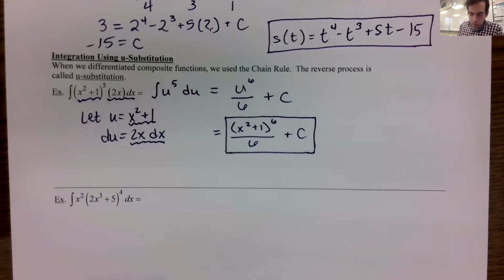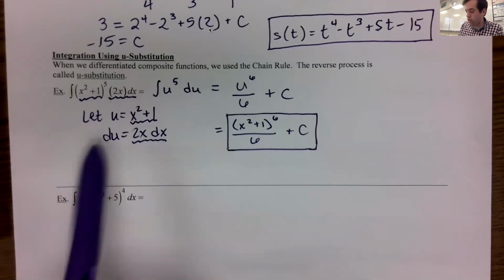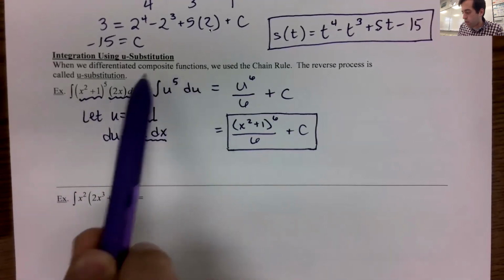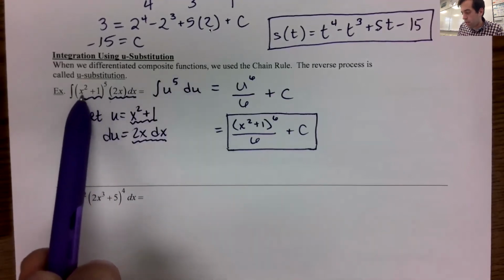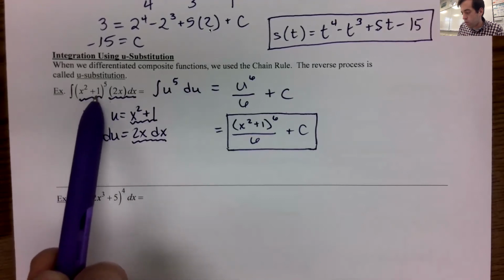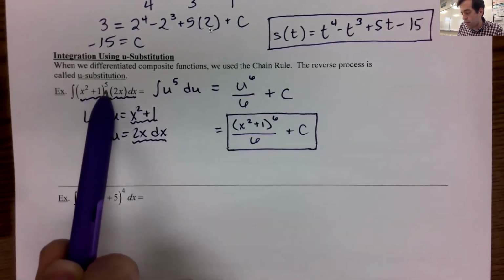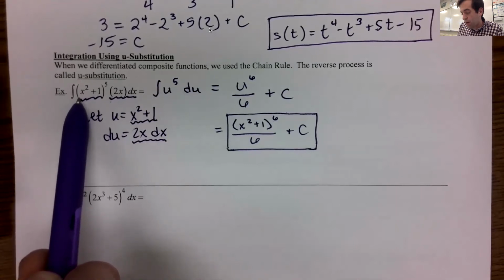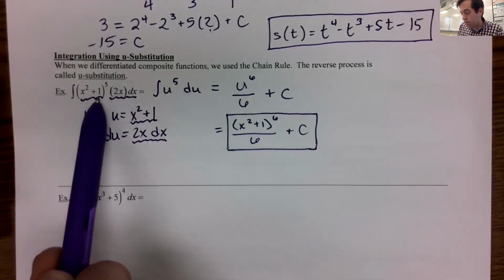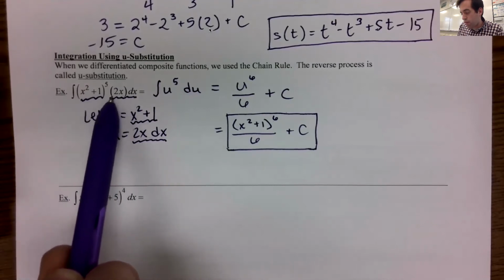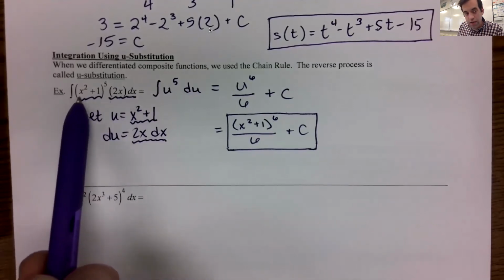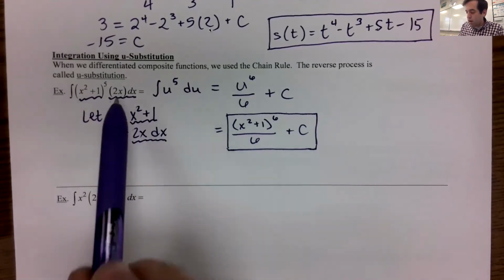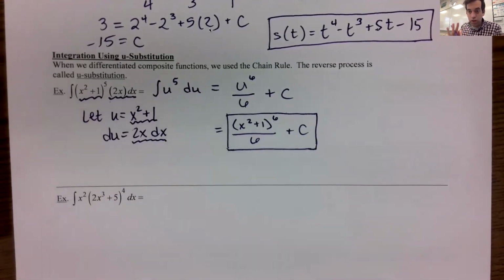And usually what I want to look for when I'm determining what u is going to be is, can I find a composite function, where there's a function inside of another function? Here I have x squared plus 1 inside of something to the 5th power. And the best case scenario is if I can find that function inside of another function and that function's derivative is also in the integral. So x squared plus 1 has derivative of 2x. I'm going to think that through in my head. And I know the 2x is also here. So that's really good.